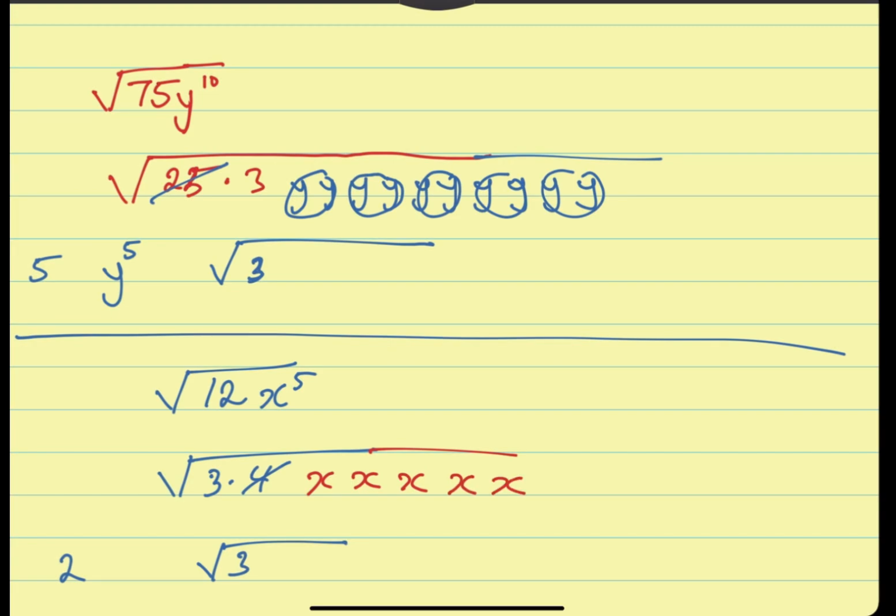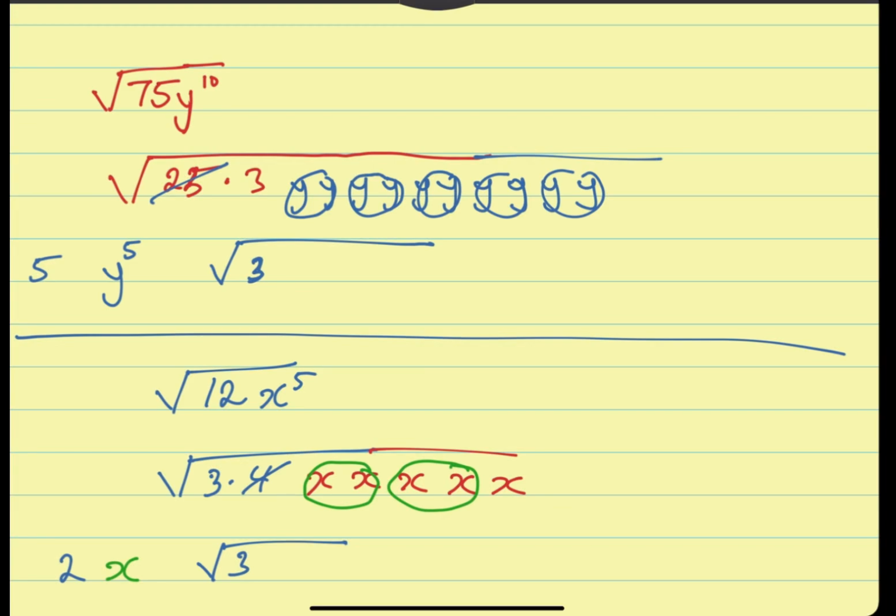And what do we do next? Put them in groups of what? 2. Now let's count. 1, 2. Can I make another group? No. I don't have enough, because you only need 2, and there's only 1.